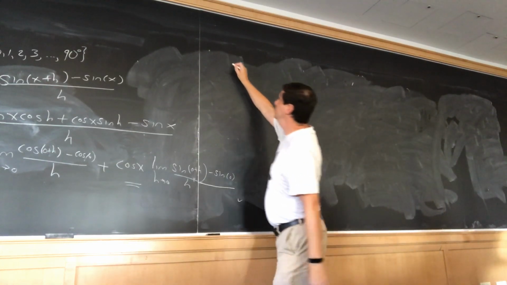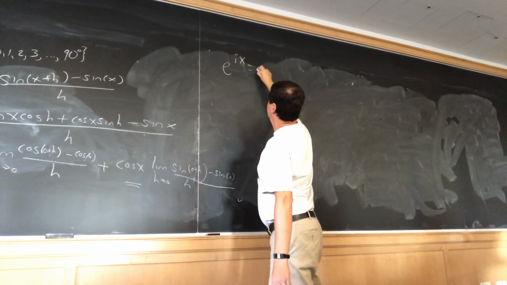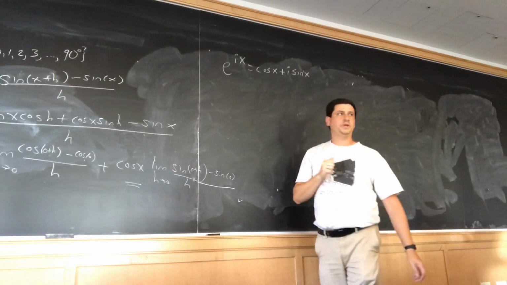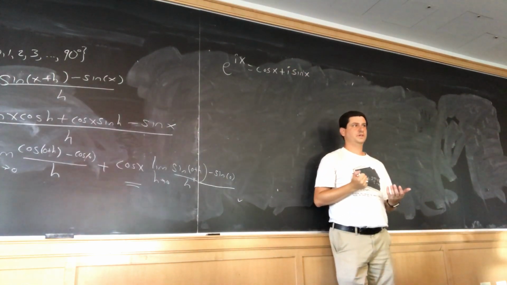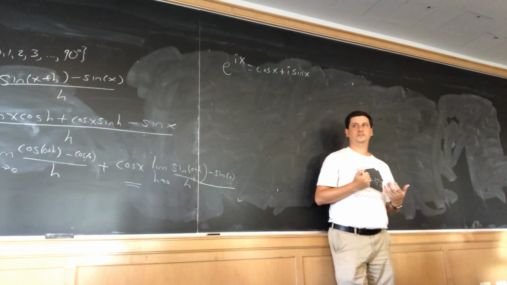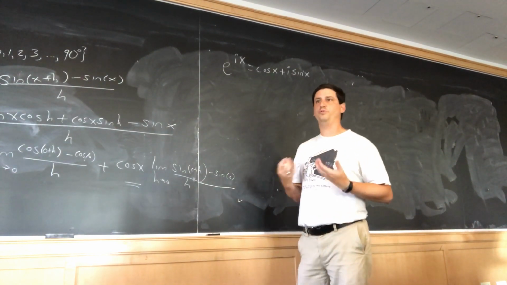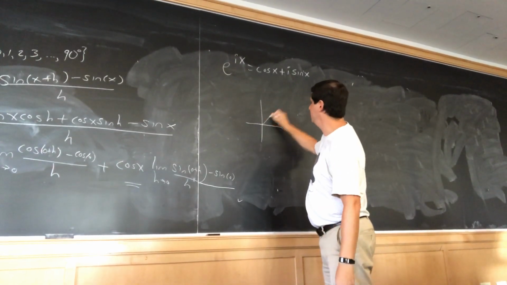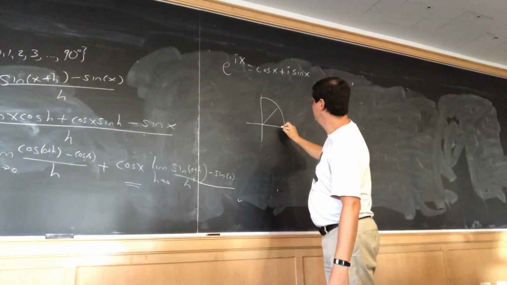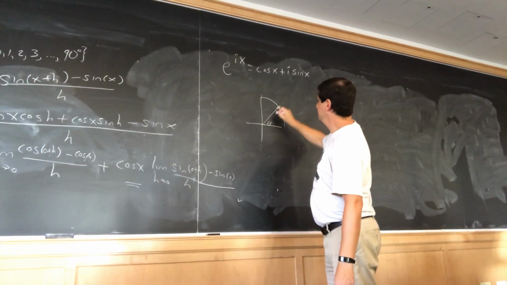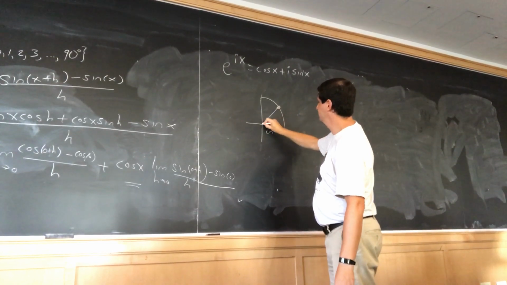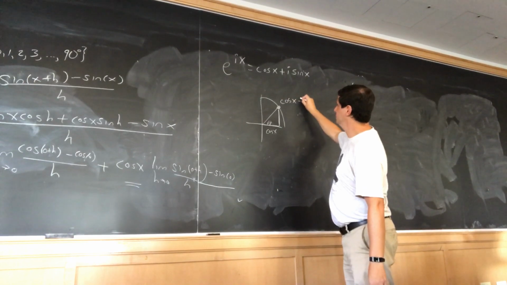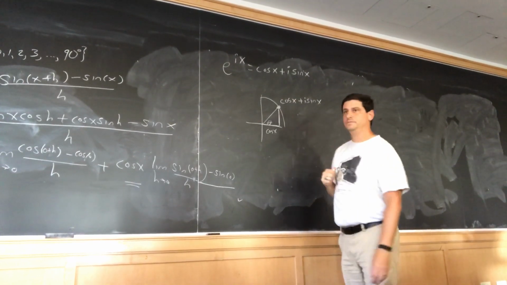Has everyone seen e to the ix is cosine x plus i sine x? Sometimes called Euler's formula. Is there anybody who has not seen this? Okay, this is in competition for one of the most beautiful formulas in all of mathematics. So if I give you some point in the complex plane, say on a unit circle, here's theta. This is going to be cosine x here, and then this height here will be sine of x. And this point is going to be cosine x plus i sine of x.